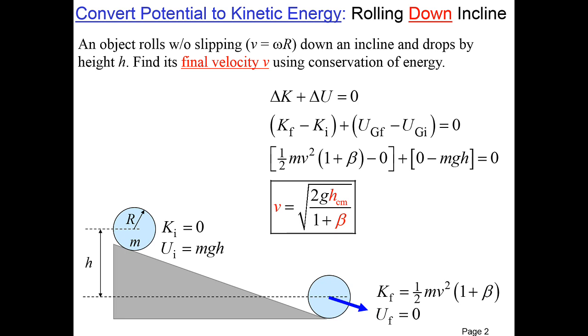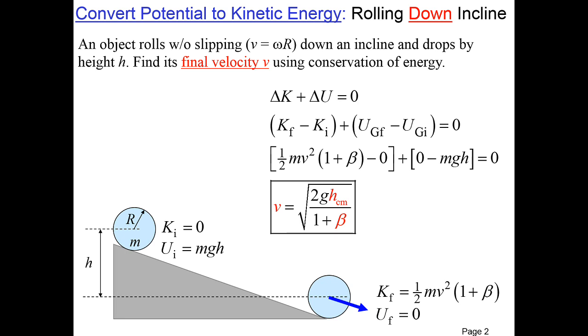Solving for velocity means that if you divide by 1 plus beta and take the square root, the velocity is equal to the square root of 2 times g times h divided by 1 plus beta. Notice if the object isn't rolling, then the beta becomes 0, and this just becomes the old equation, v is equal to the square root of 2gh.